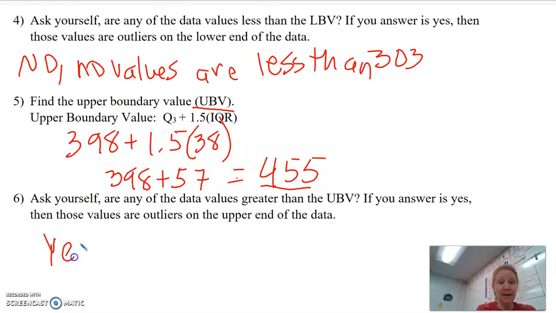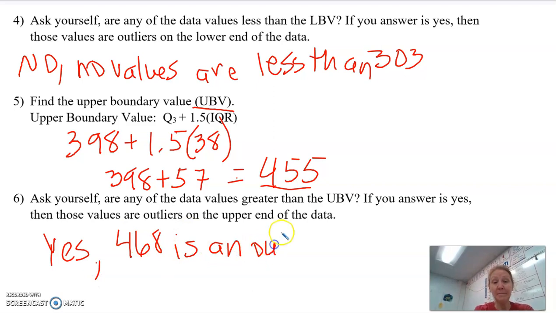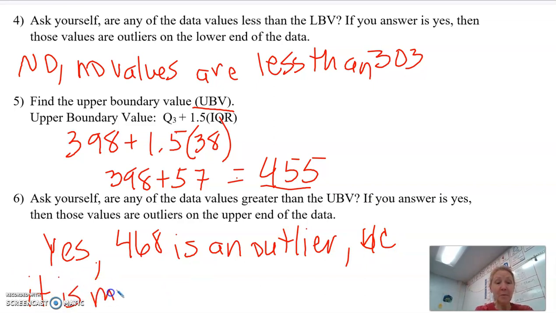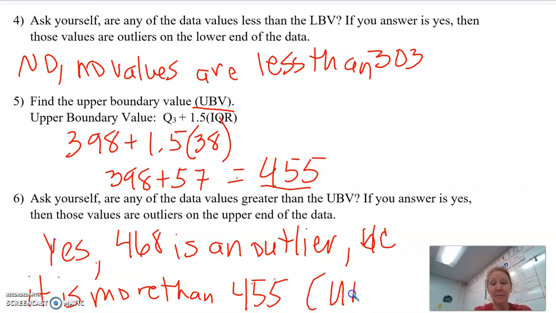So I'm going to say yes, 468 is an outlier because it is more than 455, which is my upper boundary value. Okay, that's how you use the IQR to mathematically prove whether a number in a data set is an outlier.